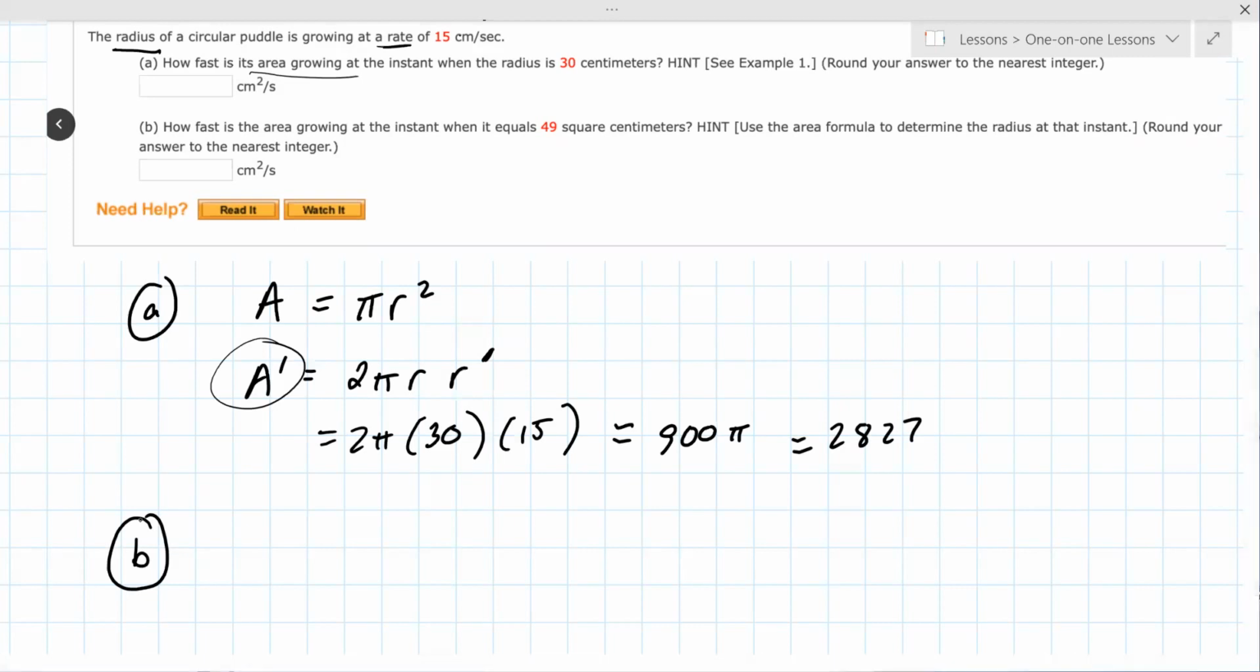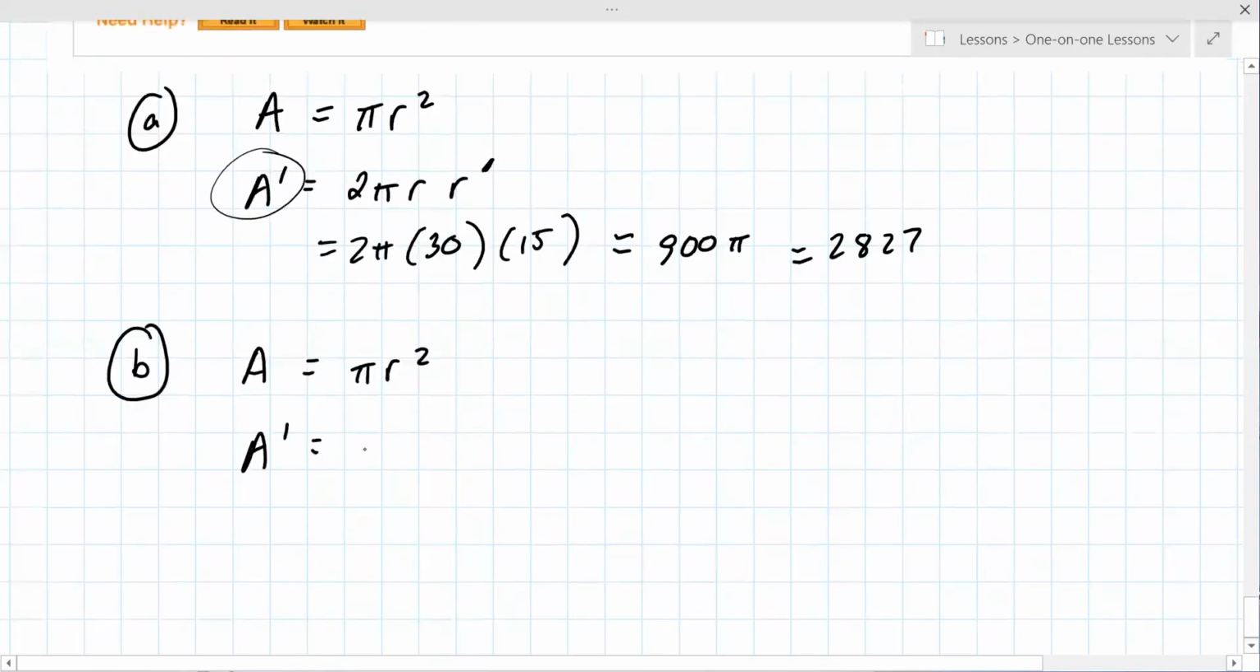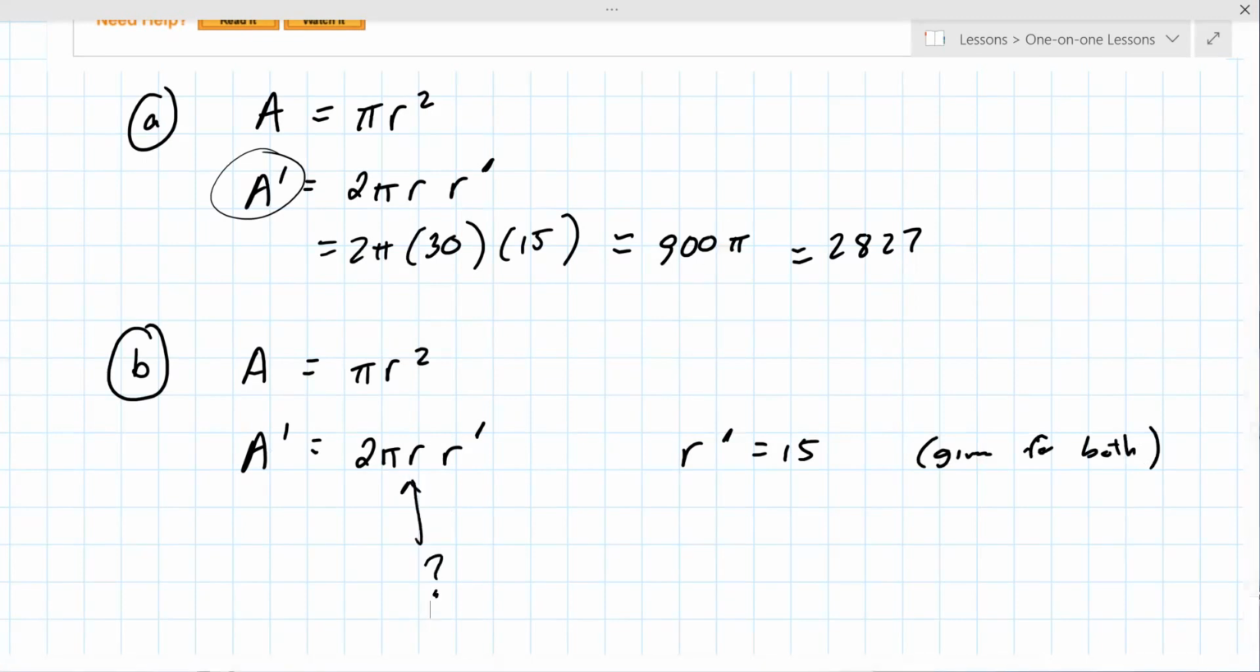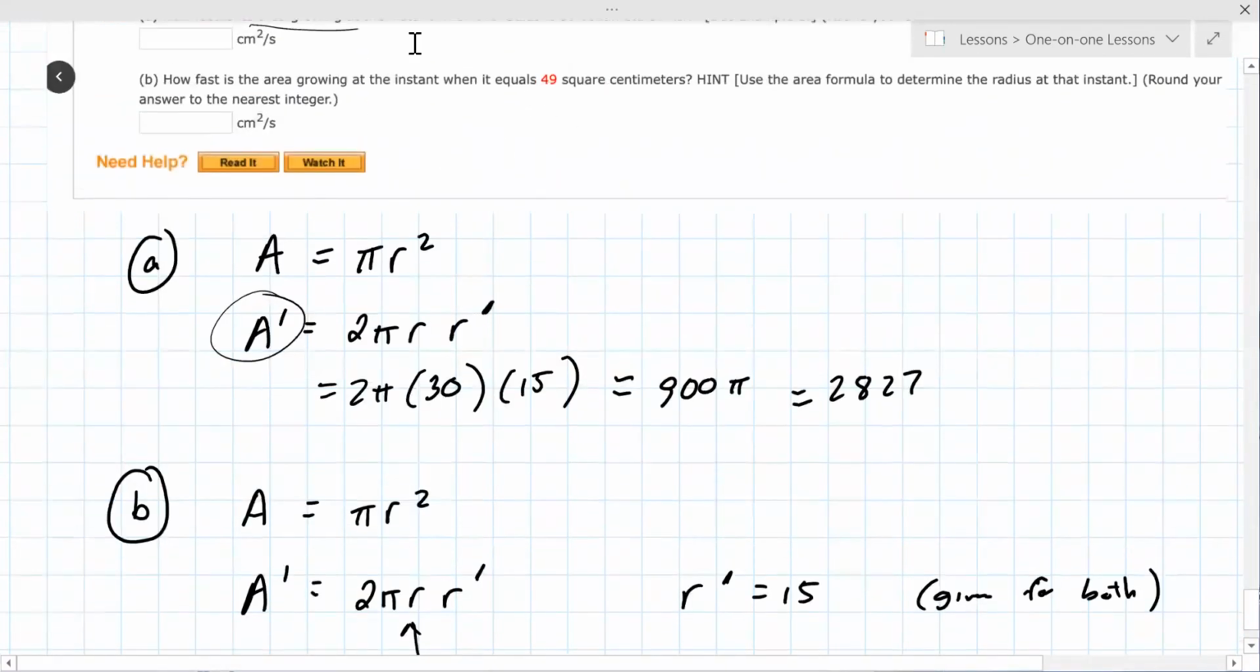Okay, now we can move to part B. It says, how fast is the area growing at the instant when it equals 49 square meters? So it's kind of the same problem in some ways. It's pi r squared, take a derivative, a prime equals 2 pi r, that's power rule, times r prime. We're trying to find this. We know that r prime equals 15 because that's given for both parts. But we don't know the radius this time. What we do know is that the area is 49. So you use this formula for area. If A equals 49, you can solve for r.